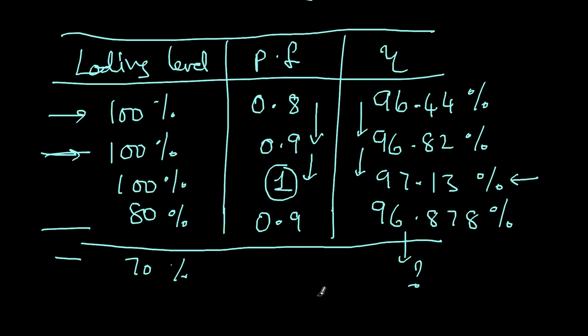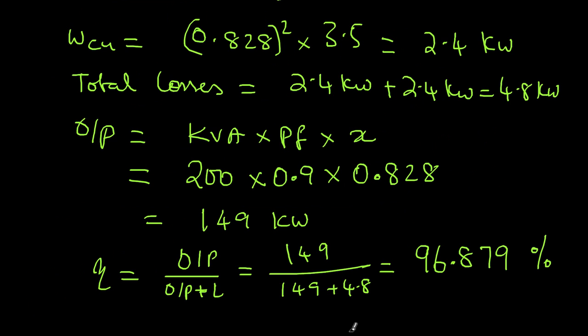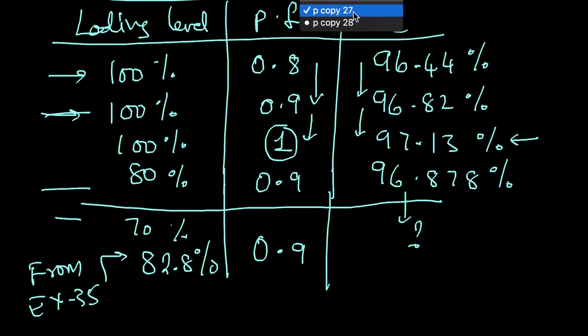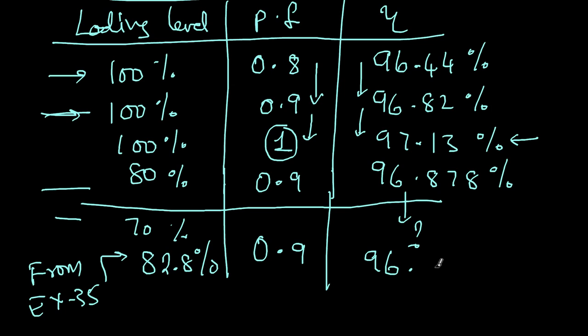So let me add one more row. This is from example 35. Our percentage loading level was, what is the loading level we had? 82.8%. So at 82.8% with 0.9 power factor, what was the efficiency which I got? 96.879 is the efficiency I got. 96.879%. So this is slightly higher than this.